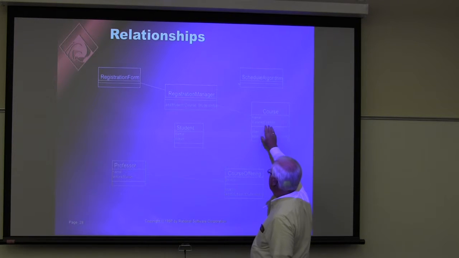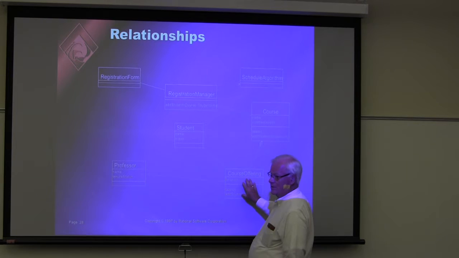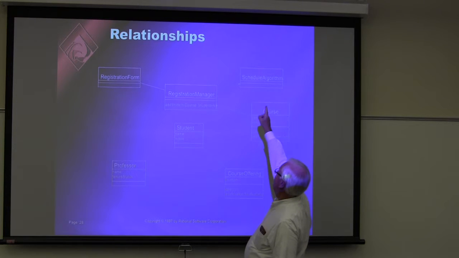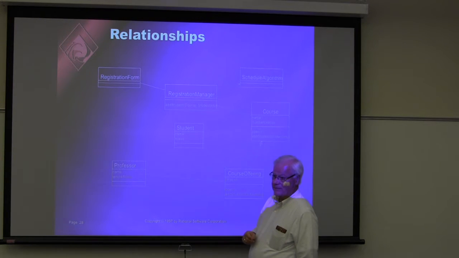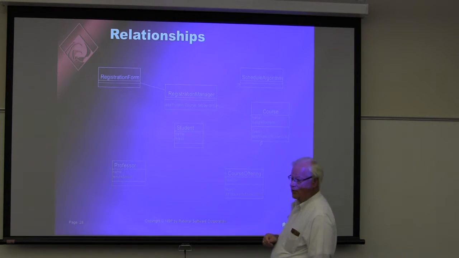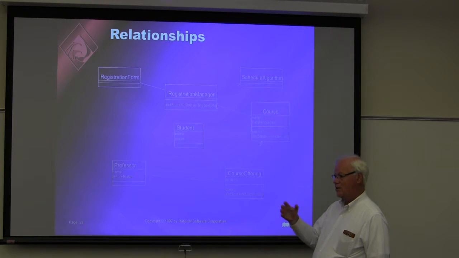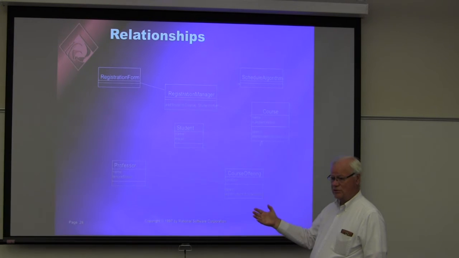Going down here, though, notice that this is the total. This is a part, and that's why the triangle is there. It's towards the total. Notice the dotted line going up to the schedule algorithm. That's probably only used when the registrar is building the curriculum for next semester.